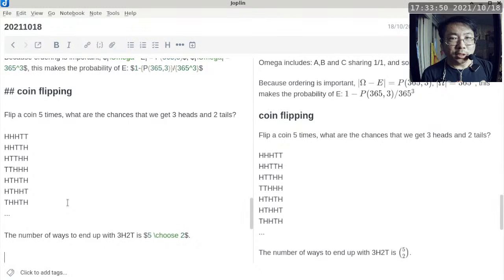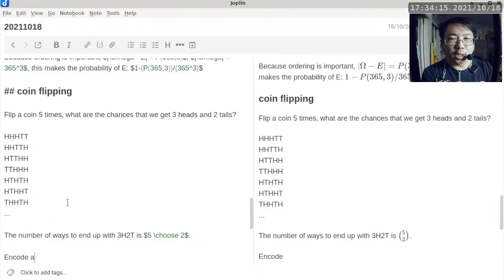So the question is, why? I don't understand how this has anything to do with combination, and combination has to do with set notation too. So how do we relate all of these things? So let's think about this. I'm going to give you a way to encode it. Let's think about how to encode an outcome.